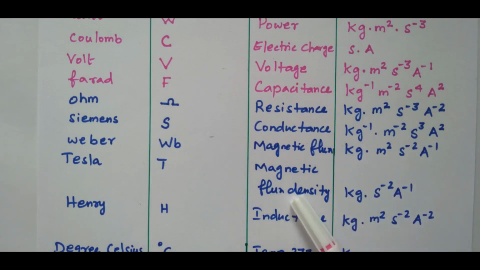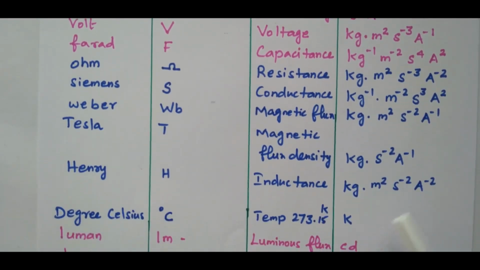Magnetic flux density is given as Tesla. The symbol is T. The base units are kg·s⁻²·A⁻¹. Then inductance. The unit is Henry. The symbol is H. The base units are kg·m²·s⁻²·A⁻².